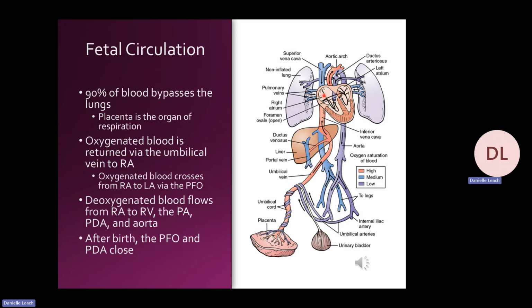After birth, these structures will close within a couple days to a couple weeks. Meaning the ductus arteriosus, the foramen ovale, and the ductus venosus will close fairly quickly after birth. We're going to talk about a couple of situations where they do not close.